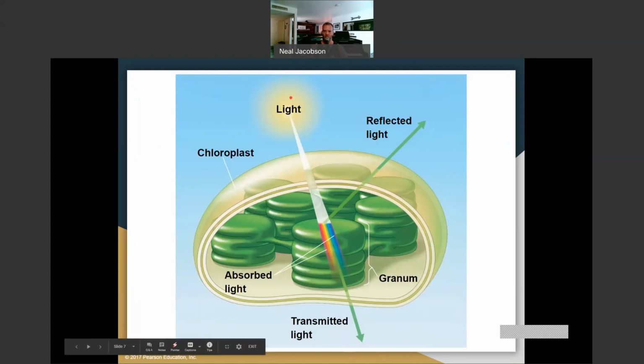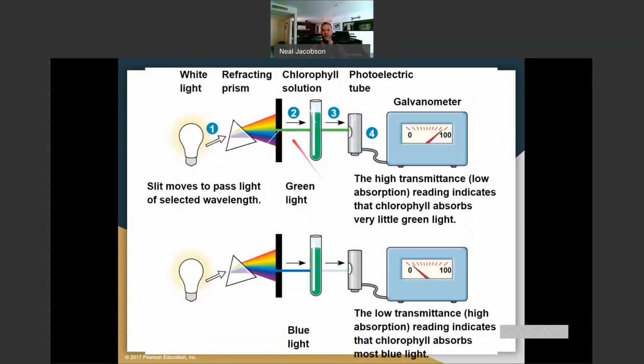And so green light does not interact with any of the molecules or pigments inside of the chloroplast. Green light gets reflected or gets transmitted through it. It doesn't even get absorbed. The reason we know this is we can take something like white light and prism it, which means we use just one wavelength of light and shine it through a sample and see how much of that wavelength is absorbed and how much is transmitted through the substance, or vice versa. It depends on how you set up the equipment to read.